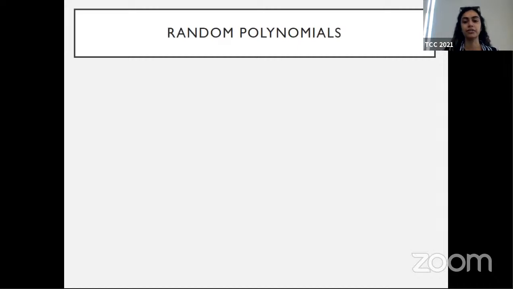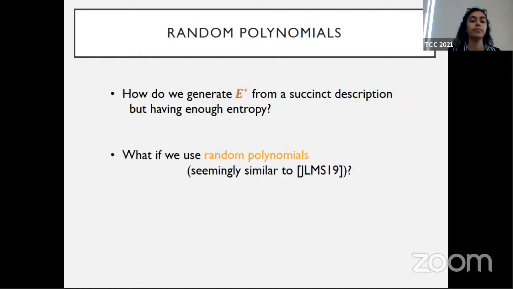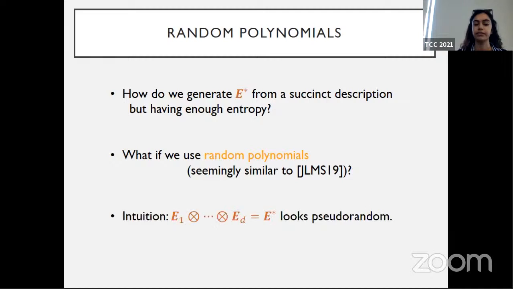So the actual construction of our scheme, as I mentioned, relies on random polynomials. The big question that we have is how do we generate E star from a succinct description to still have enough entropy to be able to flood? We have the idea to use random polynomials that are seemingly similar to JLMS19 if you're familiar with that work. However, our parameter settings are actually quite different, which makes our use of the random polynomials different here. Intuitively speaking, we just want the tensor of some smaller matrices E1 through Ed.